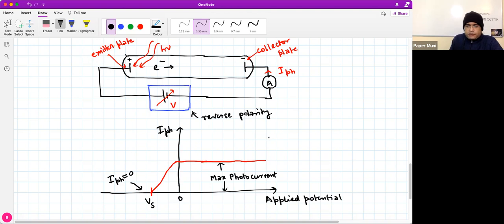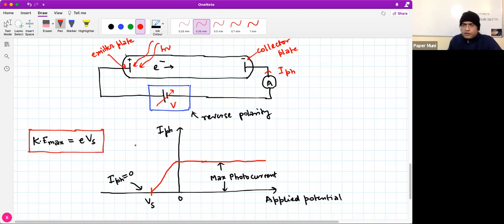Now in this case, we can conclude that KE max is equal to eVs, right? We know how to calculate the energy of a charged particle moving between two plates with the potential difference of V. So that is eV, right? In this case, eVs. So we get the relationship between these, and we don't need to track each electron to get the kinetic energy of the electron. We can instead apply this method.